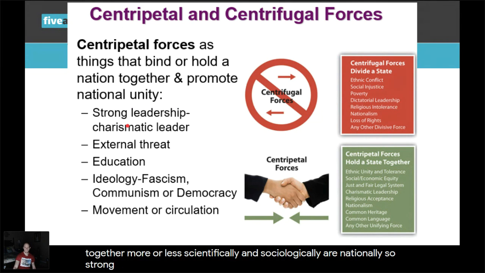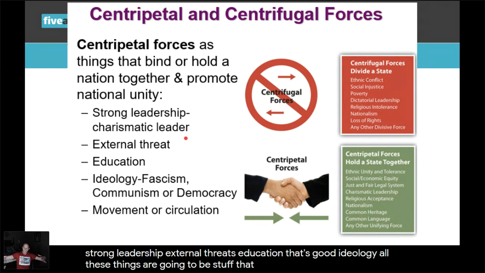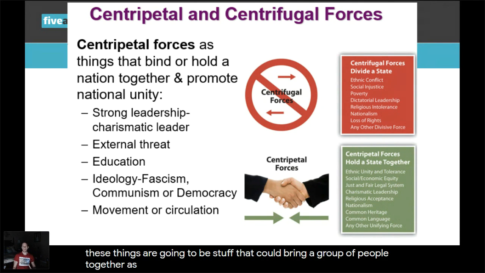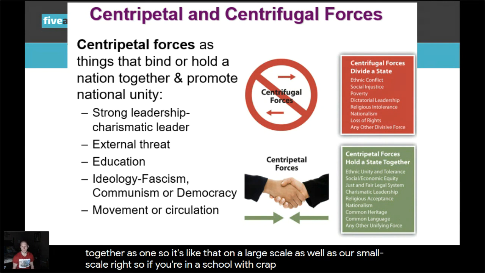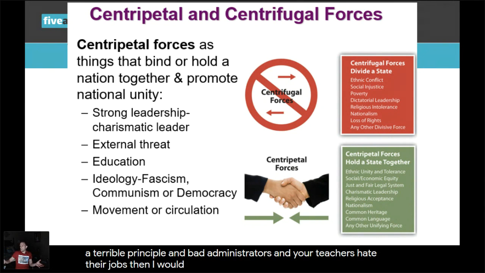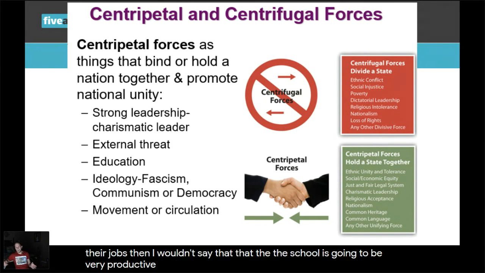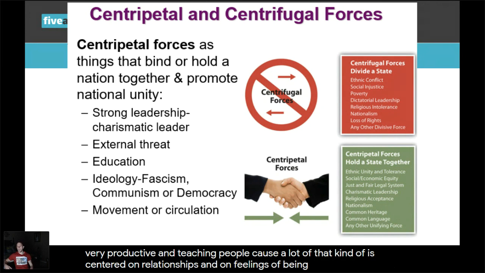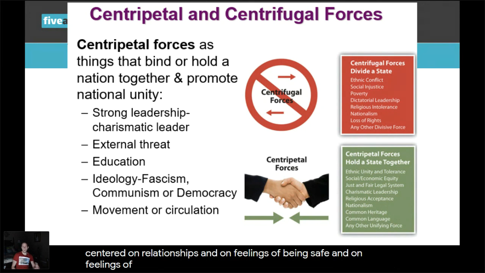So it's strong leadership, external threats, education, ideology. All these things are going to be stuff that could bring a group of people together as one. And it's like that on a large scale as well as on a small scale, right? So if you're in a school with crappy leadership and you have a terrible principal and bad administrators and your teachers hate their jobs, then I wouldn't say that the school is going to be very productive in teaching people, because a lot of that is centered on relationships and on feelings of being safe and on knowing that people believe in you and all that kind of stuff.